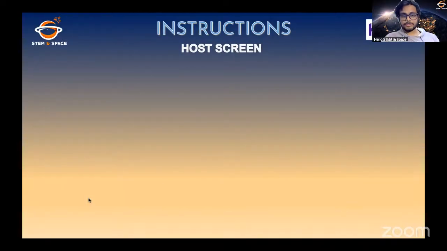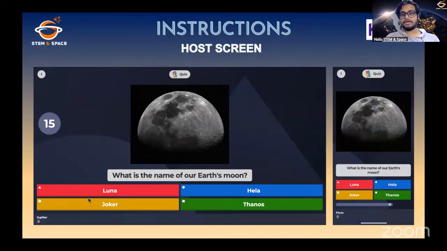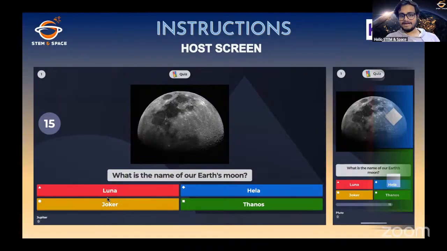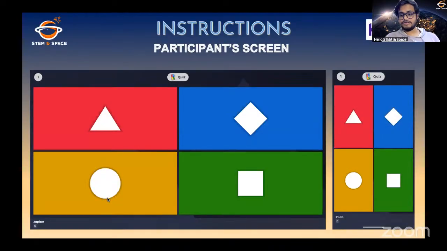One important thing to remember is that you will be needing two different devices to join the quiz. On the first device, like the laptop or computer on which you are joining, you will be seeing the questions. And on the second device, you will be seeing just the options. So keep two devices ready. If you don't have two devices, you can also open two different tabs in your browser, and we can begin.